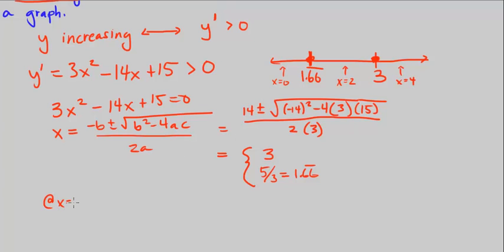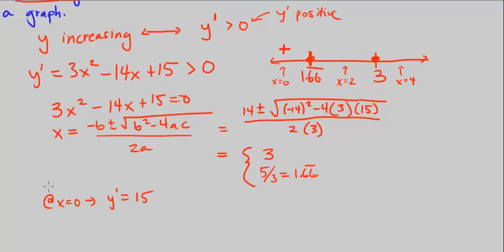So at x is equal to 0, what is y prime? Y prime is equal to 3 times 0 squared minus 14 times 0, so that's 0 and 0, plus 15. So y prime is equal to 15. So here, we know it's positive, right? That's all I care about. I don't even care the exact value. Once I know y prime is positive, I know that y is increasing here because y prime is greater than 0, meaning y prime is positive. Okay, so that's one region.